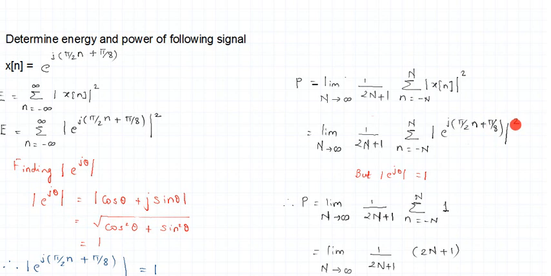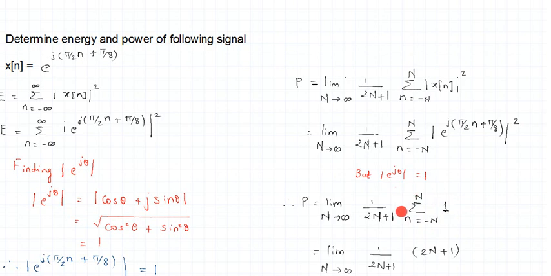As we just discussed, the mod of e raised to j theta is always 1. When x[n] is replaced by the given expression, we get the mod of e raised to j theta, which is nothing but 1. So what remains in the power equation is the limit as N tends to infinity of 1 by (2N plus 1) times the summation from n equals minus N to N of 1.